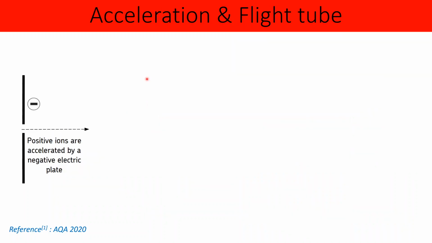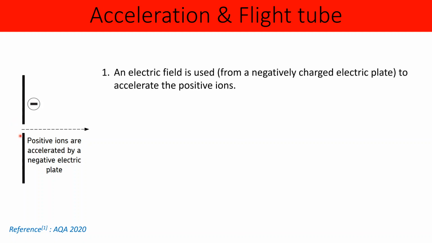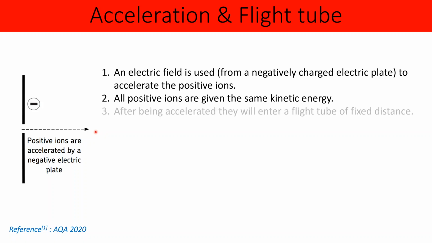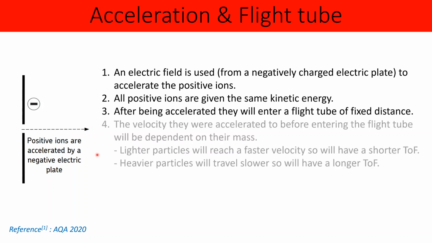Okay, so let's have a look now at acceleration and the flight tube. Depending on whatever method of ionisation you use, both of them use the same method of acceleration for time of flight mass spectrometry. So you've got this negatively charged plate, and that attracts any positively charged ions towards it and causes them to be accelerated with the same kinetic energy. And after being accelerated, they're all going to enter that flight tube at the same time.